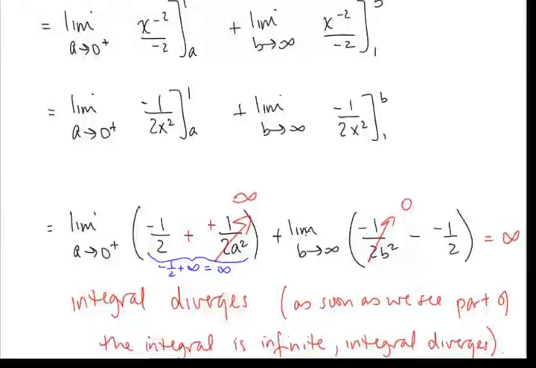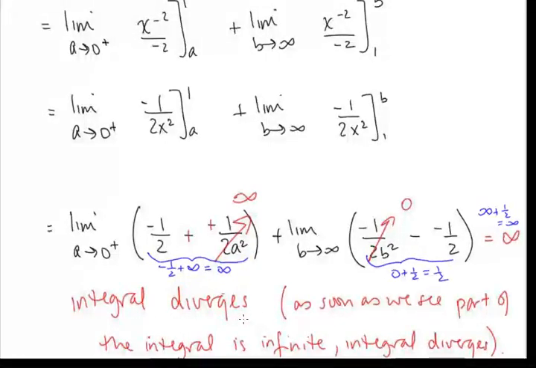And here we have a limit as b goes to infinity. As b goes to infinity, we have 1 over 2b squared. This fraction is going to go to 0. So this is going to be 0 plus 1/2. So that's 1/2. So we have infinity plus 1/2. That's infinity. And so our final computation is that this limit is infinite, and the integral diverges.